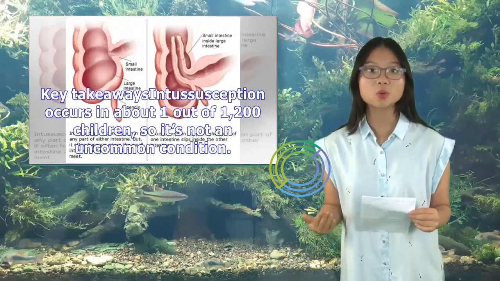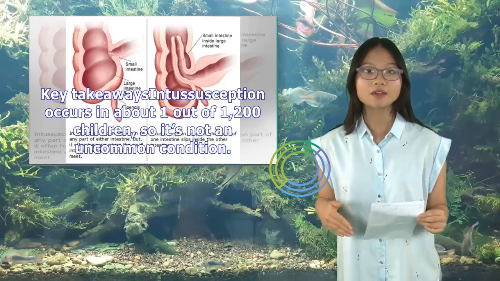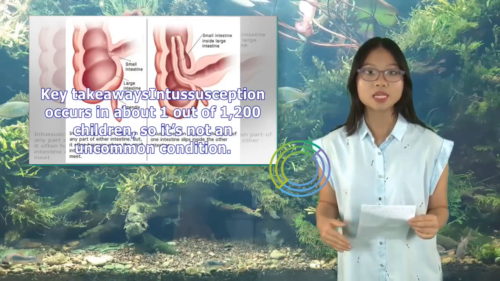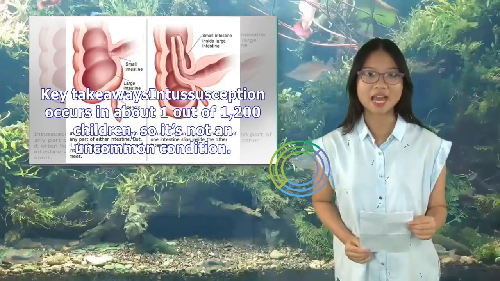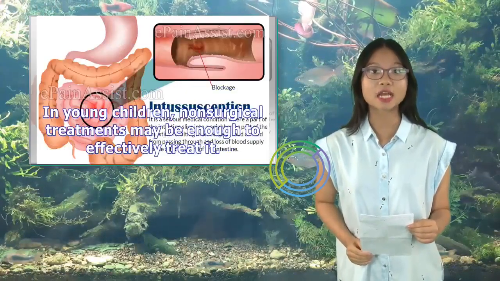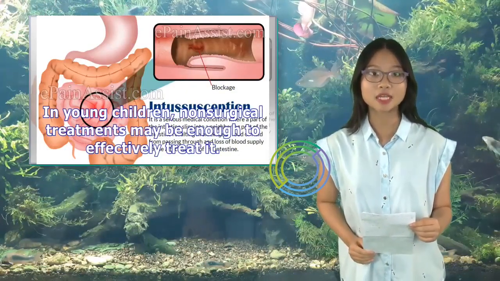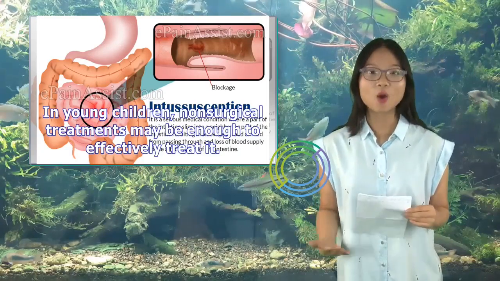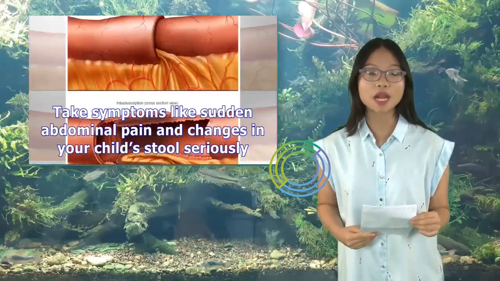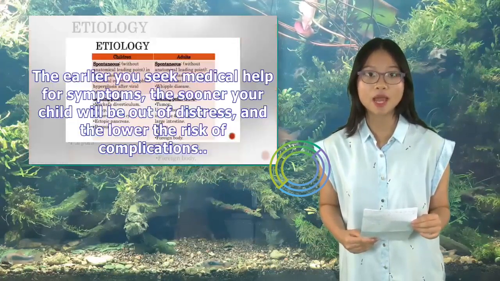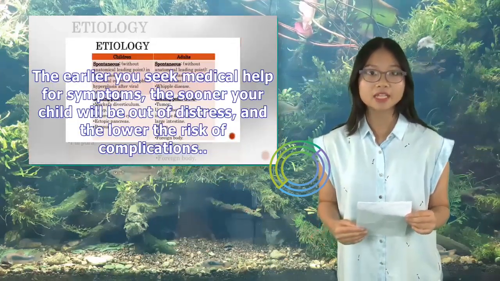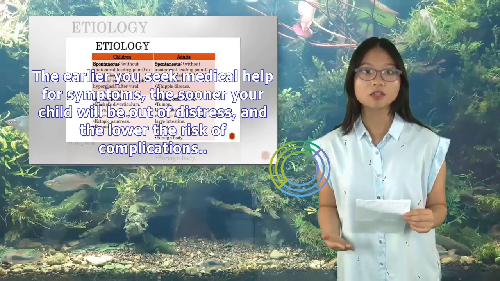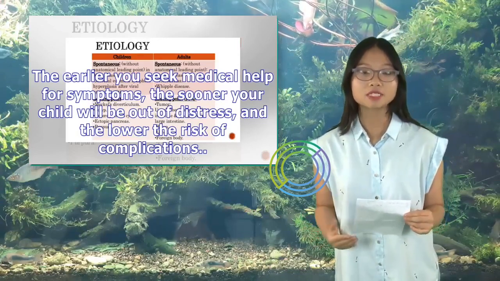Key takeaways: intussusception occurs in about 1 out of 1,200 children, so it's not an uncommon condition. In young children, non-surgical treatments may be enough to effectively treat it. Take symptoms like sudden abdominal pain and changes in your child's stool seriously. The earlier you seek medical help for symptoms, the sooner your child will be out of distress, and the lower the risk of complications.